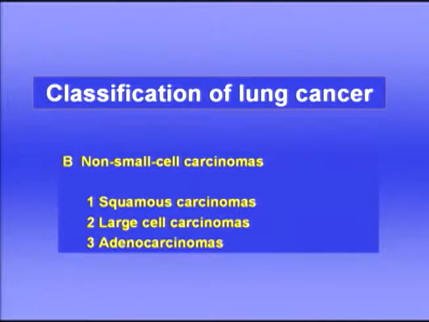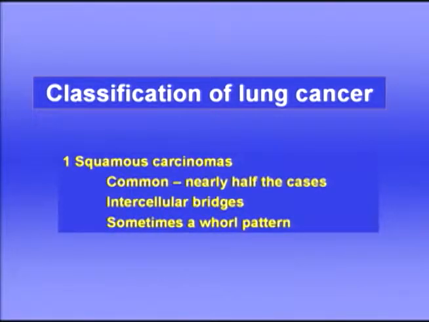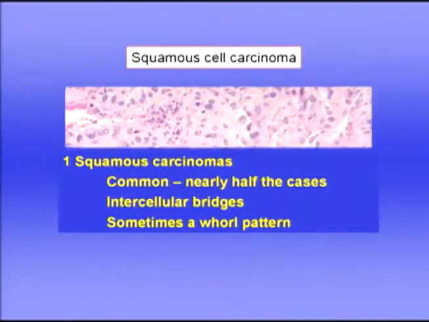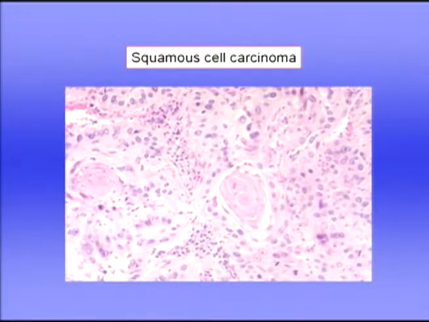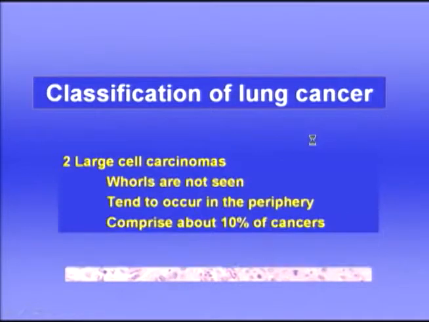The non-small cell carcinomas are of 3 types. First, the squamous carcinomas, then the large cell carcinomas, and the adenocarcinomas. Now, the squamous cell carcinomas are relatively common, nearly half the cases, and they sometimes show a whorl pattern, and you can see that here. Here's an example of a squamous cell carcinoma, and you can see a couple of whorls here, one here, another one over here. They're characteristic.